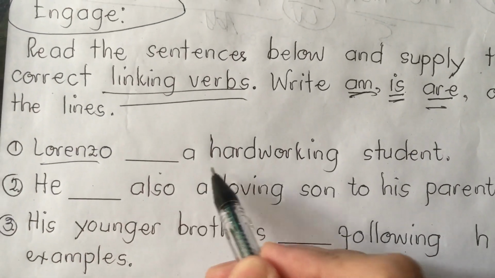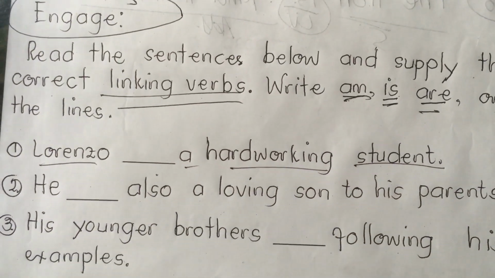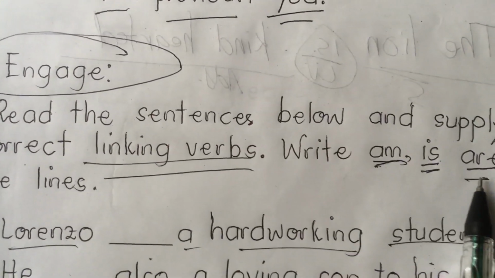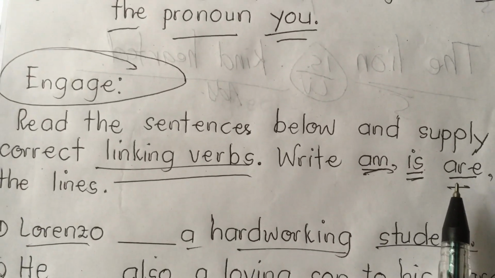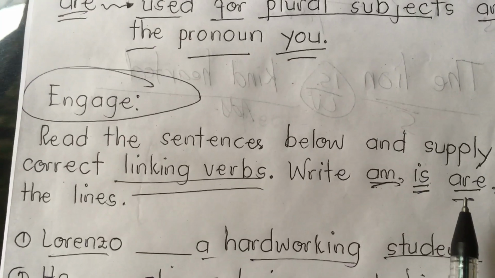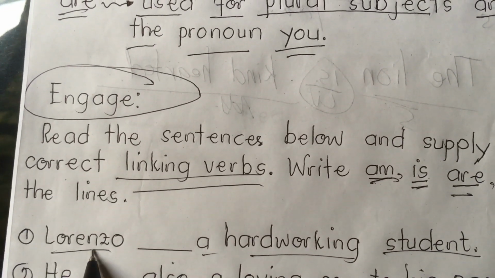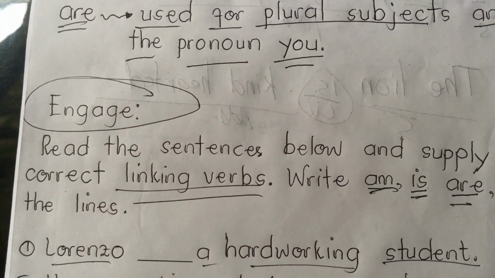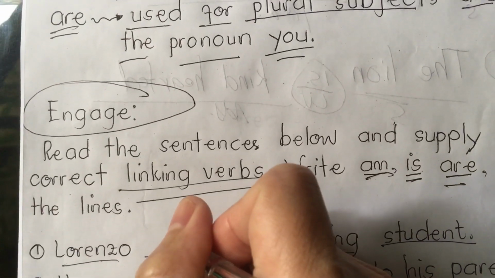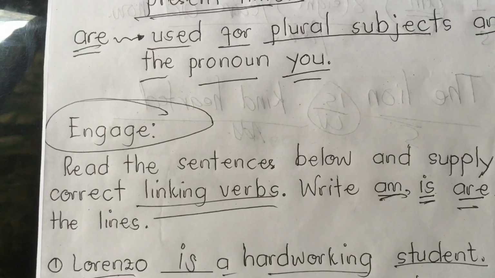Lorenzo blank a hard-working student. So remember, class, when we choose whether is or are, we might think first that we need to clarify our subject, whether it is singular or plural. Okay? So we think that Lorenzo is a boy, so that means we're talking about Lorenzo, it's only one. So we're going to use is, right, class? Because it's only one.